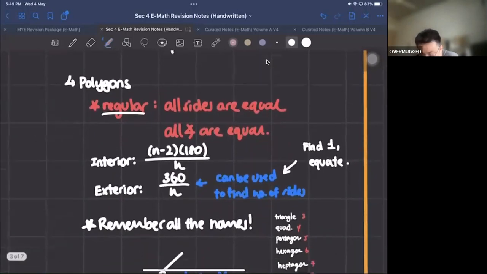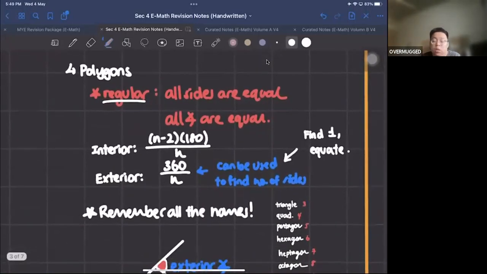This one, important. Polygons. Polygons is a chapter that a lot of people just sleep on and don't care. No, important. Polygons has an important keyword, which is the word regular. Whenever you see the word regular, it means that all of the sides are equal and all of the angles are equal. This is very important. The questions will not tell you that the sides are equal. They will just use the word regular. So this is very important.